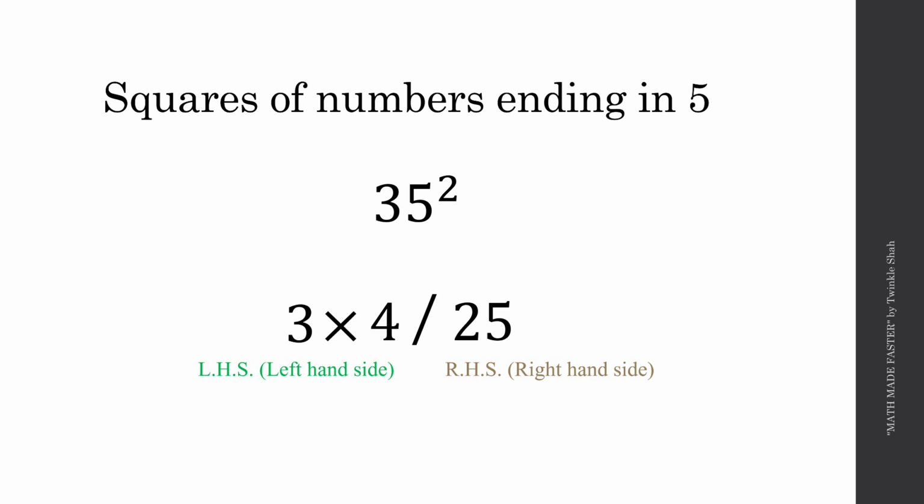Now let's simplify both of these expressions and concatenate their results. 3 times 4 equals 12, and we leave the 25 as it is. Therefore, our answer equals 1225.